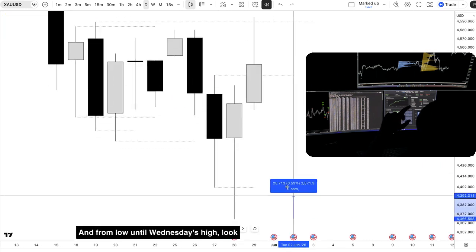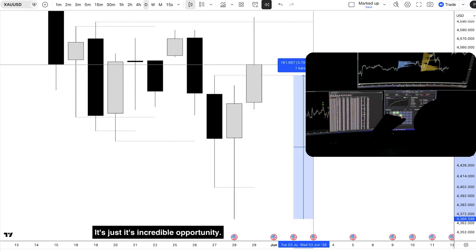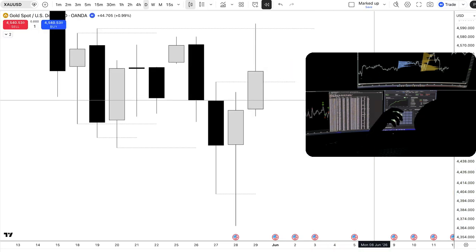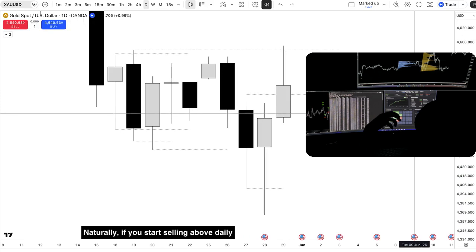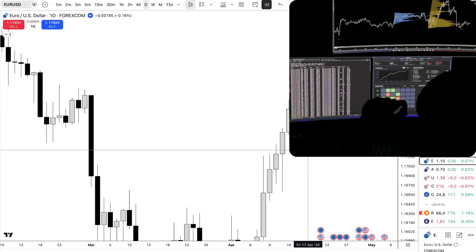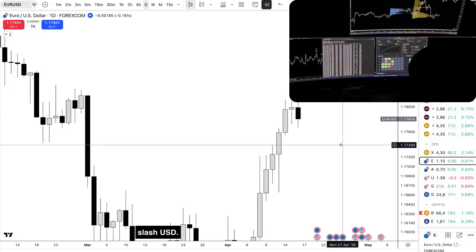And from low until Wednesday's high, look at the pip opportunity. 1,600 pips in a day and a half. It's incredible opportunity. So start focusing on this. Naturally, if you start selling above daily highs and buying below daily lows, I can promise you as well, your strike rate will go up massively. Okay, and now we have another example. This is going to be on EUR/USD.